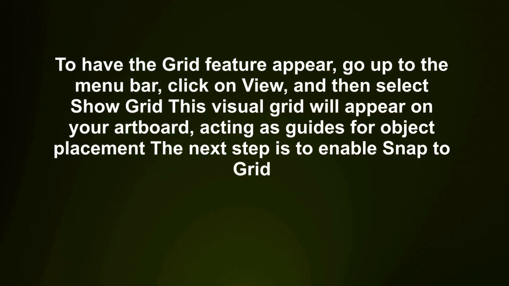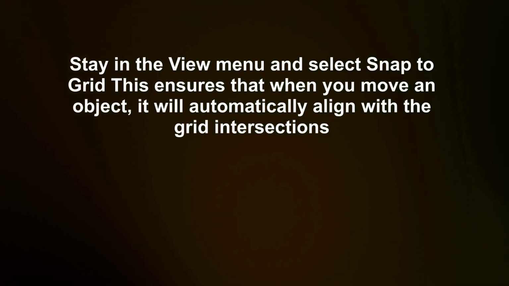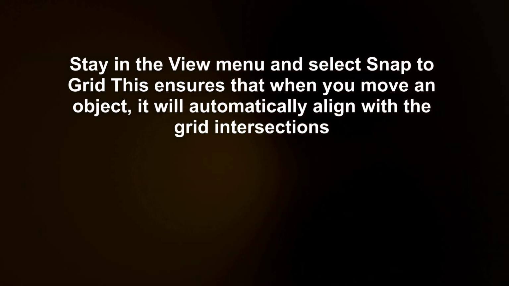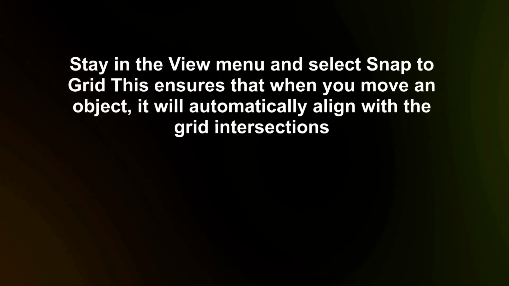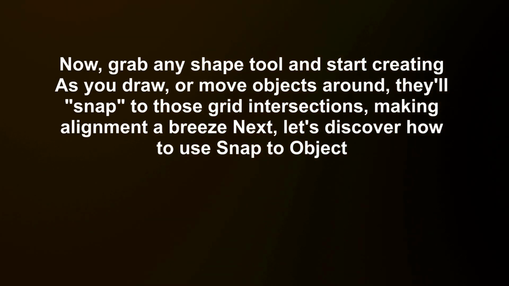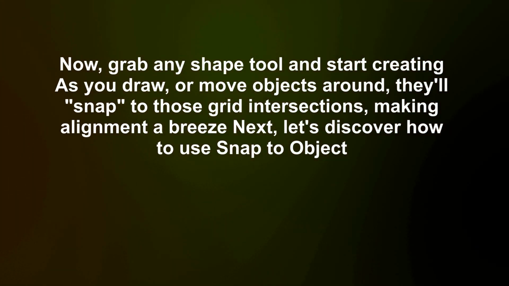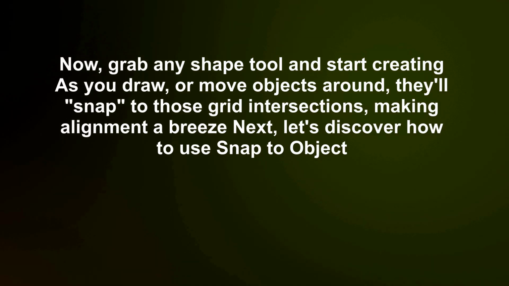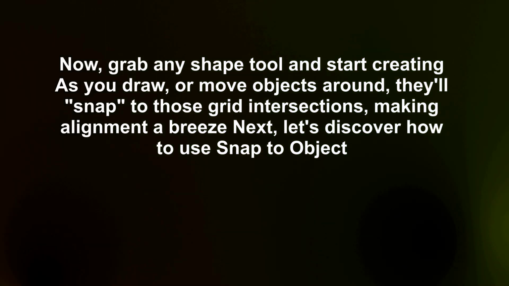The next step is to enable Snap to Grid. Stay in the View menu and select Snap to Grid. This ensures that when you move an object, it will automatically align with the grid intersections. Now, grab any shape tool and start creating. As you draw or move objects around, they'll snap to those grid intersections, making alignment a breeze.